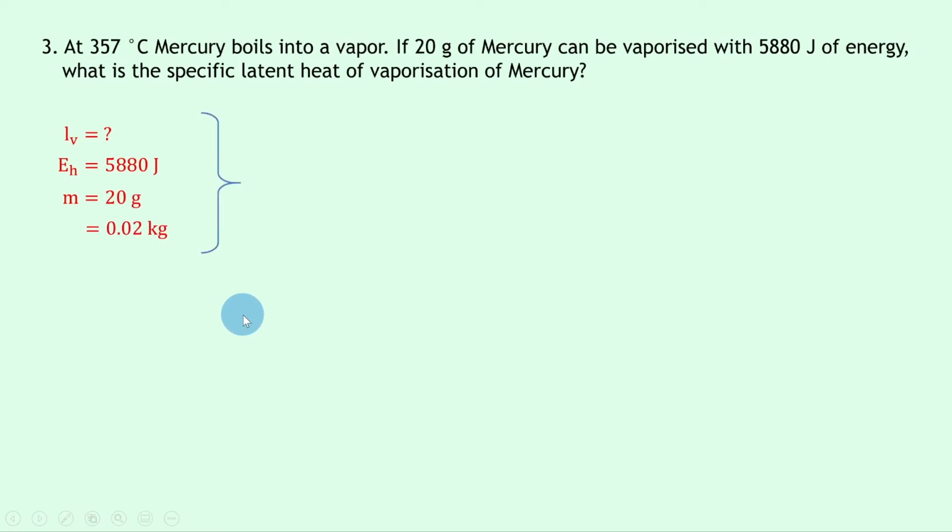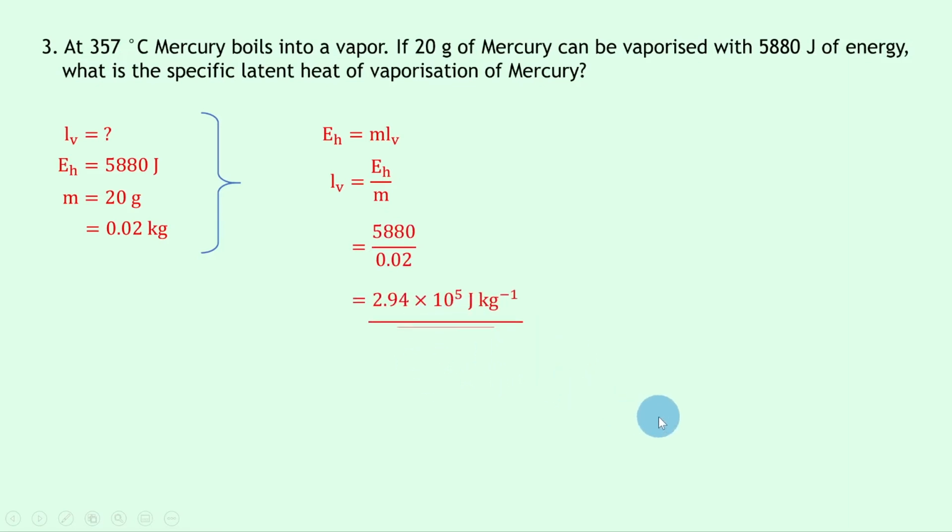And we can then write down our equation to get EH equals mLV. Rearranging for LV, we can divide both sides by M to get LV equals EH over M. Substituting in the numbers gives 5,880 divided by 0.02, which if you put into your calculator should give you an answer of 2.94 times 10 to the 5 joules per kilogram.